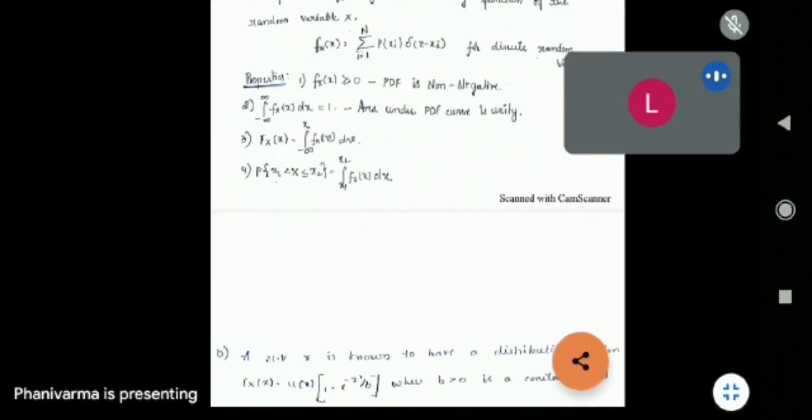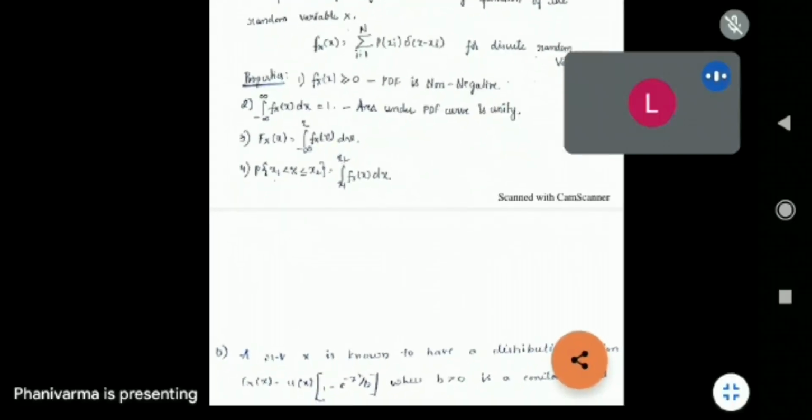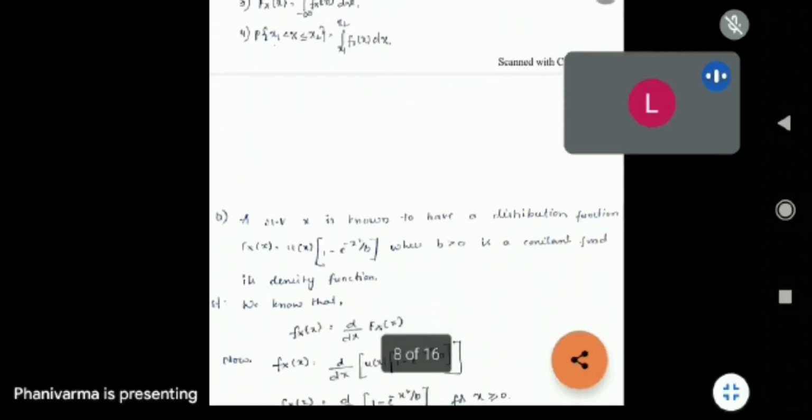Now coming to the properties of the probability density function, we have fx of x is greater than or equal to 0, where the probability density function is a non-negative one. Integral minus infinity to infinity fx of x dx is equal to 1, where the area under the probability density function is 1, that is unity. Next is Fx of x is equal to integral from minus infinity to x of fx of v dv. Now coming to the fourth property, we have P of x1 less than or equal to X less than or equal to x2 is equal to the integral x1 to x2 fx of x dx.